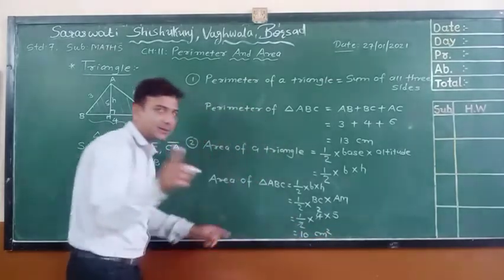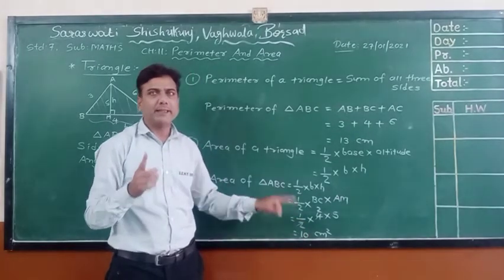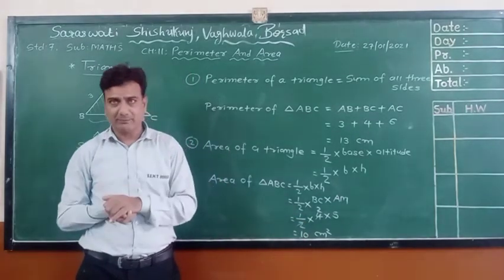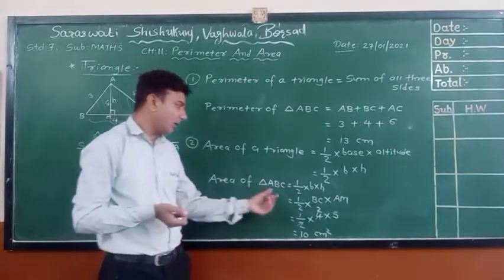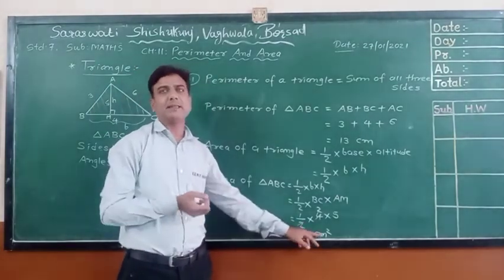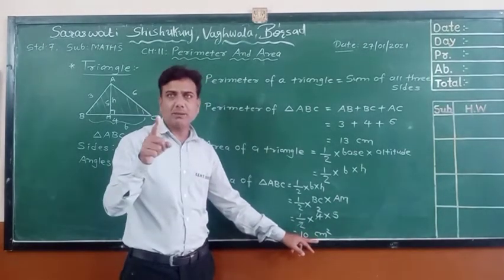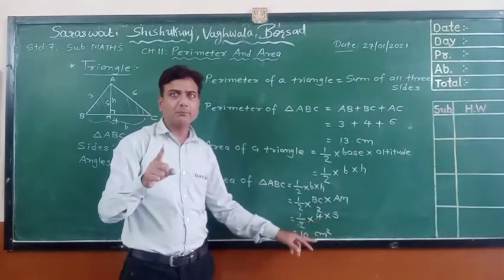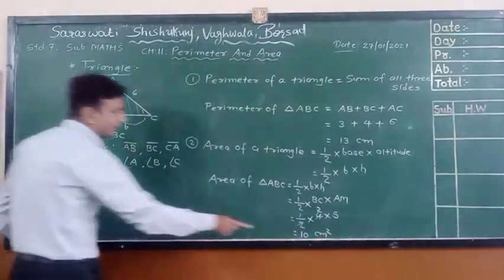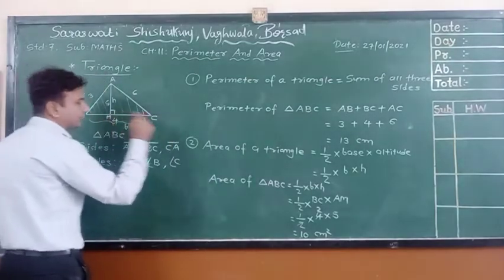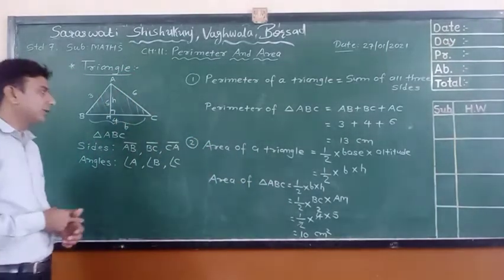Keep this in mind. We have to write square here because the area unit is square: centimeter square, meter square. We have to mention this in the answer, otherwise your answer will be wrong. So we always mention the unit. If centimeter is given, we write centimeter square; if meter is given, then meter square.